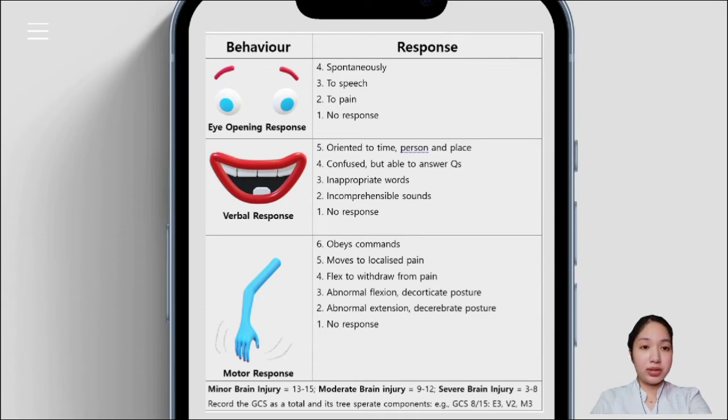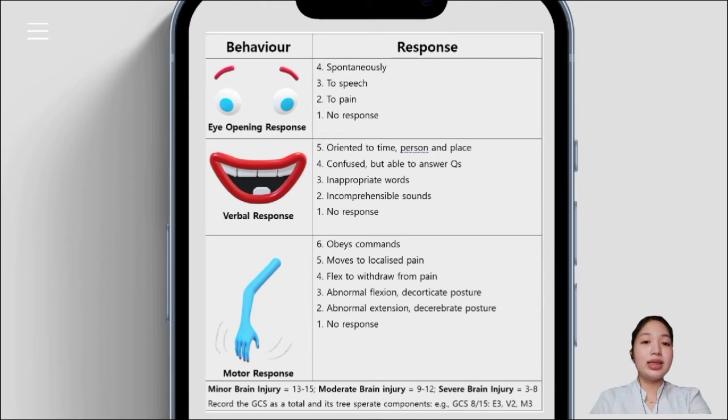For verbal response, it involves evaluating awareness. Score number 5 is classified as oriented. The patient responds coherently and appropriately to questions such as the patient's name, age, and where they are, and why, the year, month, and so on. Score number 4 is classified as confused. The patient responds to questions coherently, but there is some disorientation and confusion.